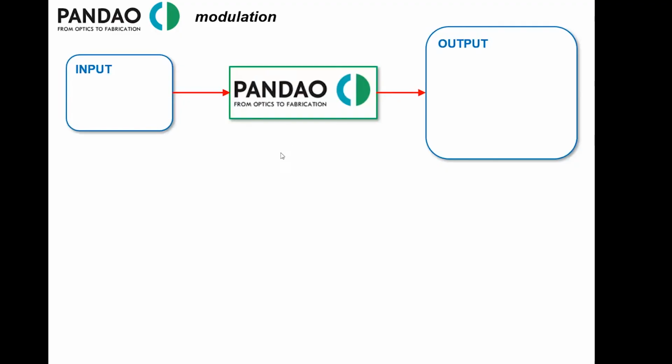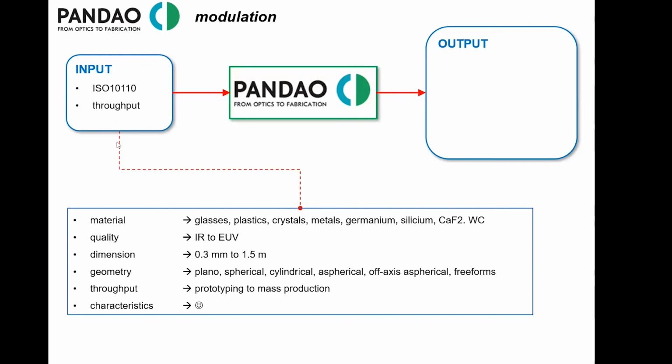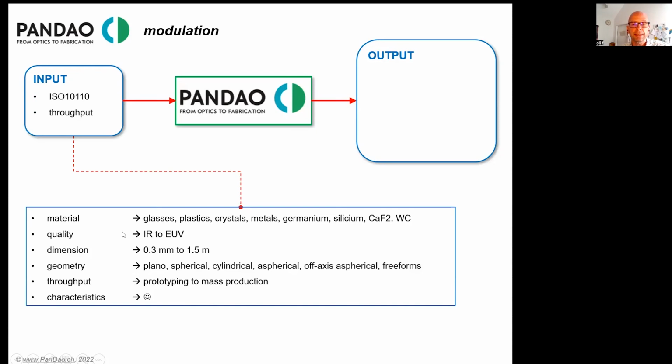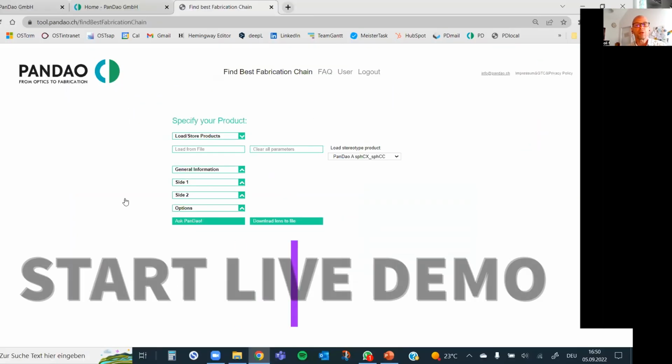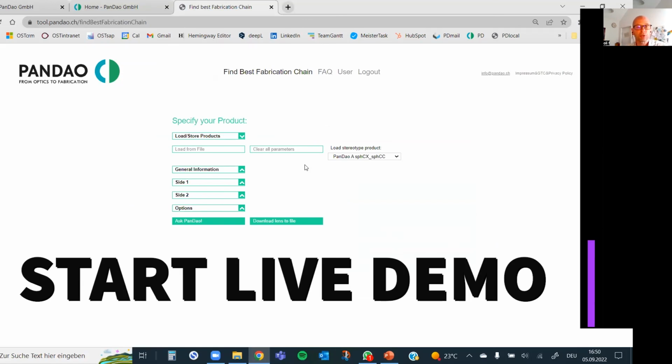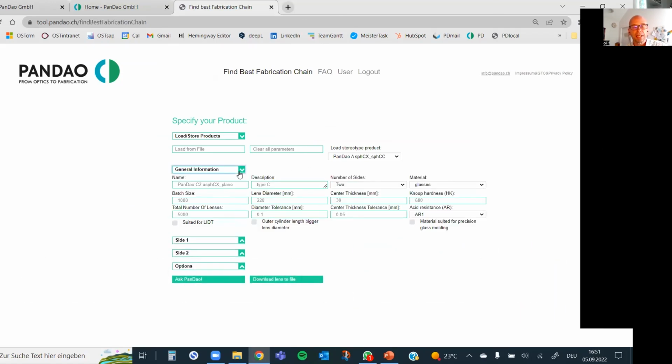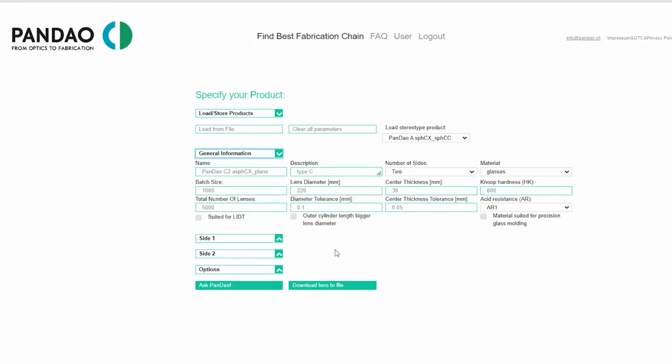This software reads in an optics element description due to ISO 10110, and we also need to know how many lenses you want to produce. So I show you live on the internet in a second. You need to tell us the design of this optical element, the technical drawing. We can start. And with this, it's very easy. It's all ISO 10110 specifications.